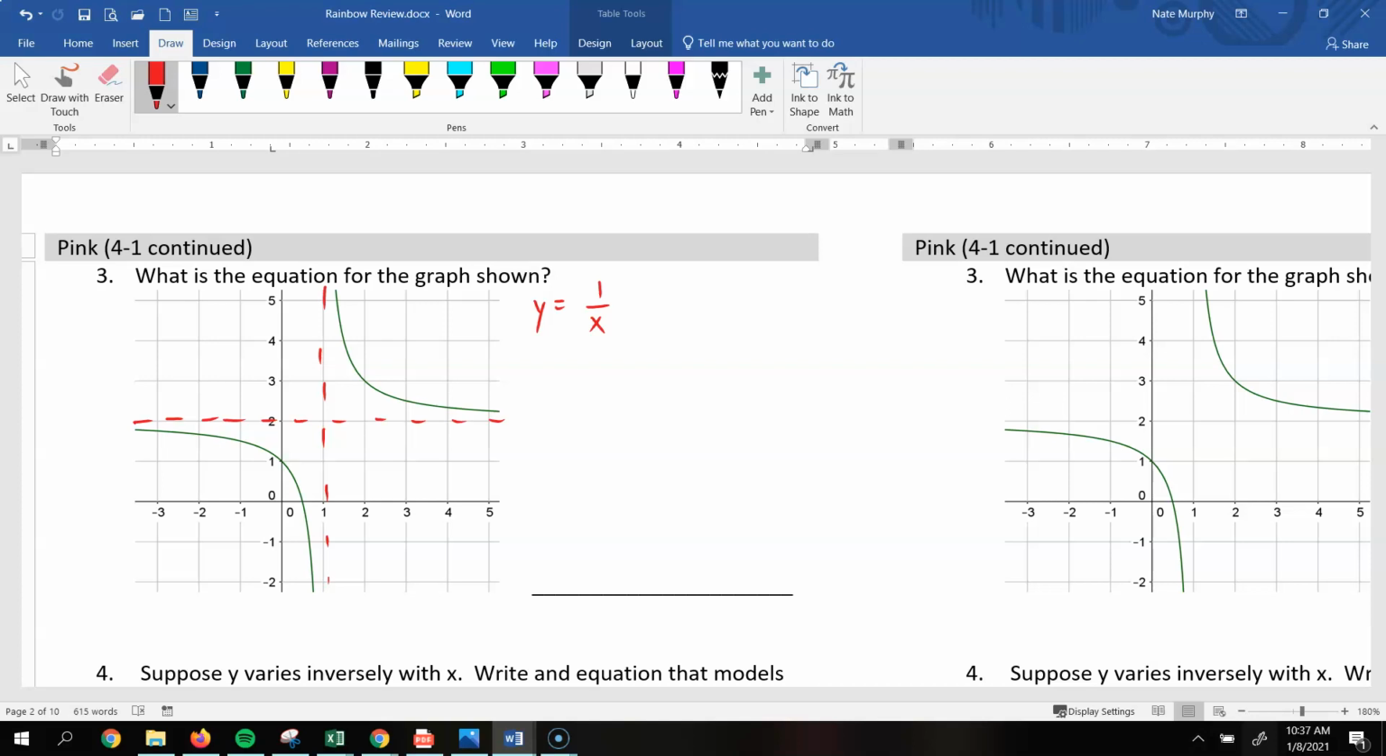Okay, so if it's moved to the right 1 unit, that means that we would have x minus 1. Because remember, what happens to the x is actually the opposite of what we would expect. And so x minus 1 would mean that it moved to the right 1 unit. And then it moves up 2 units. So then we would just write down plus 2 here. So that would be your function for that graph equation.